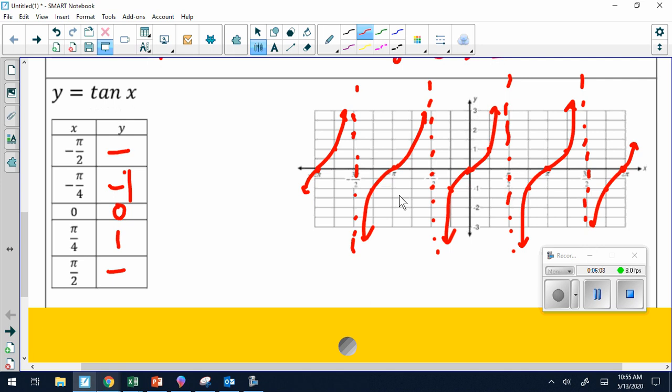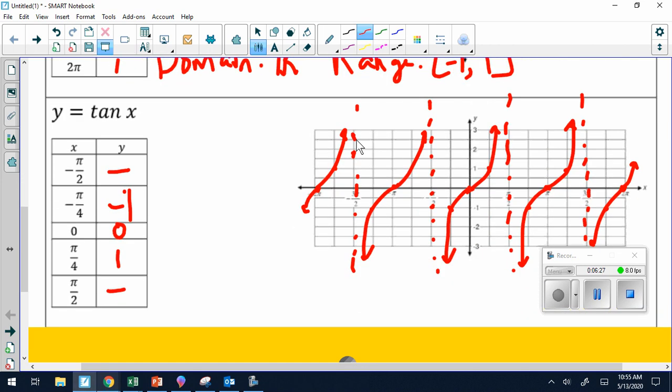Tangent does not have an amplitude because it doesn't oscillate the same way. We don't really have a midline because you're not going from the max to the min dividing by 2 since there is no max or min. But the middle is that y equals 0. We just don't call it a midline. The period is pi. From -pi over 2 to pi over 2 is pi.